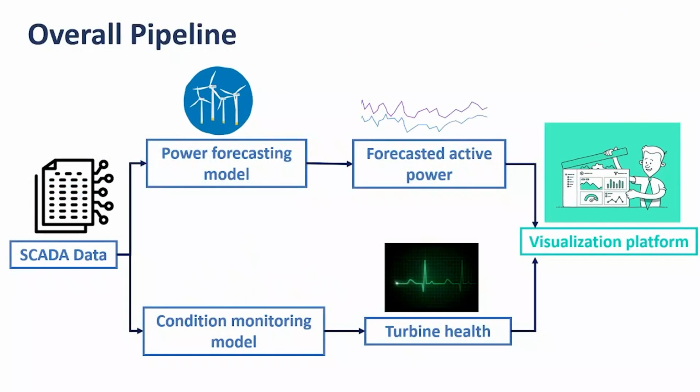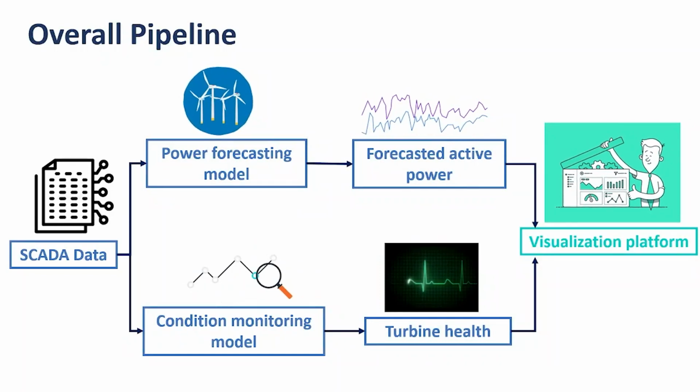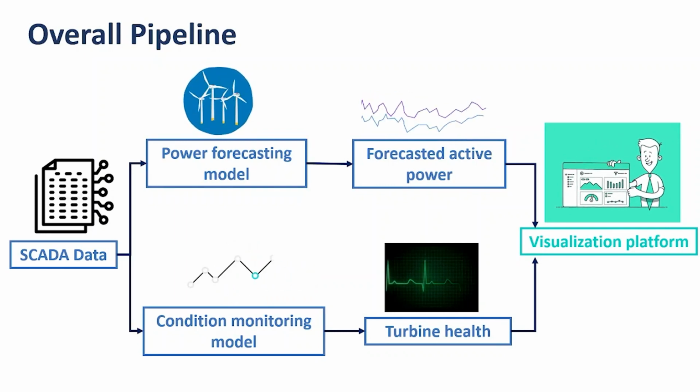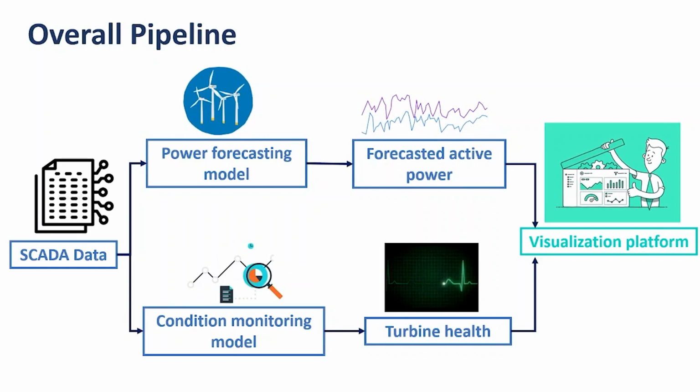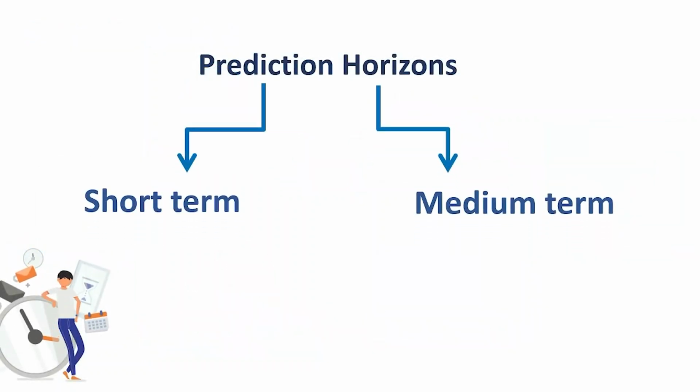Our system is data-driven. SCADA data is given as input to the system. After pre-processing, the required datasets go to the power forecasting and condition monitoring subsystems. The forecasted active power and the turbine health are visualized in the dashboard in real time. In this project we make predictions for two horizons, which are short-term and medium-term.